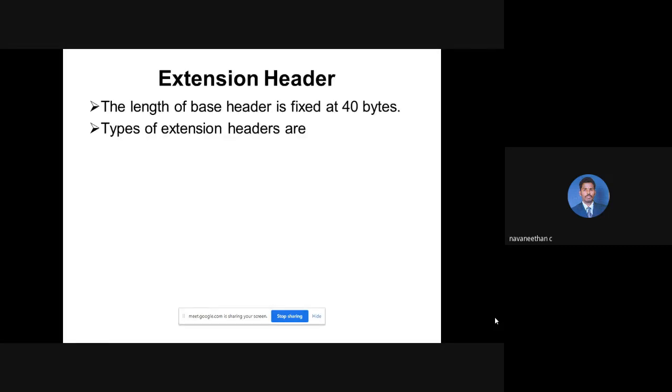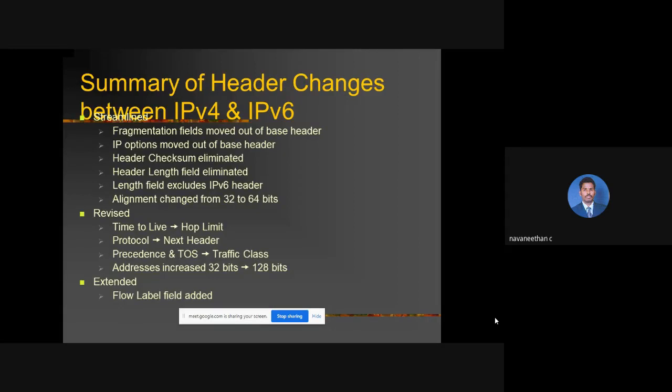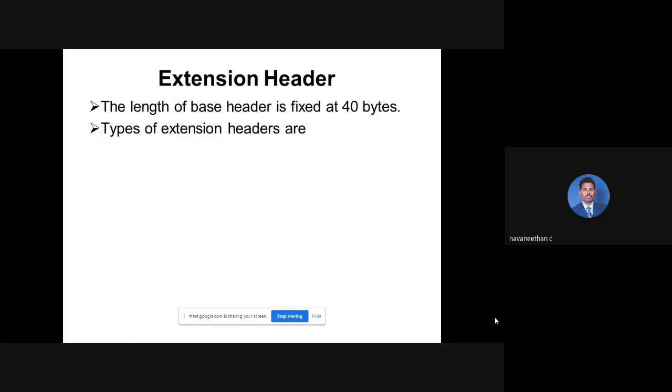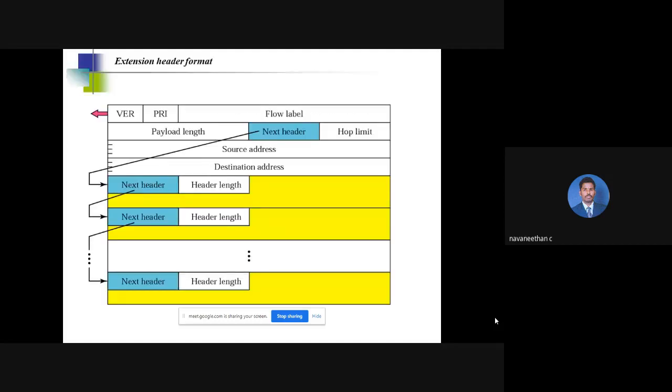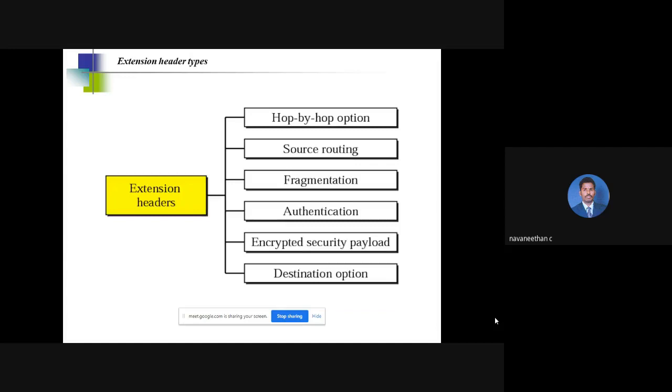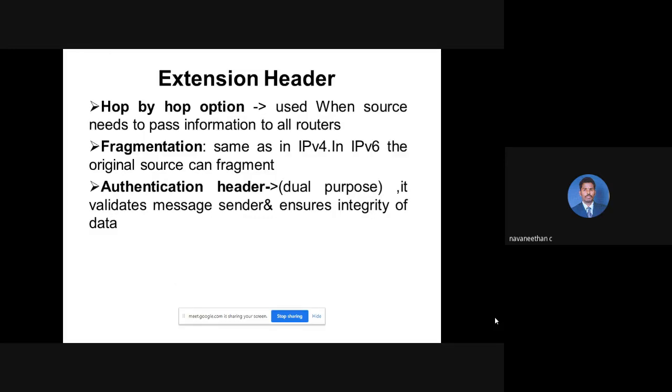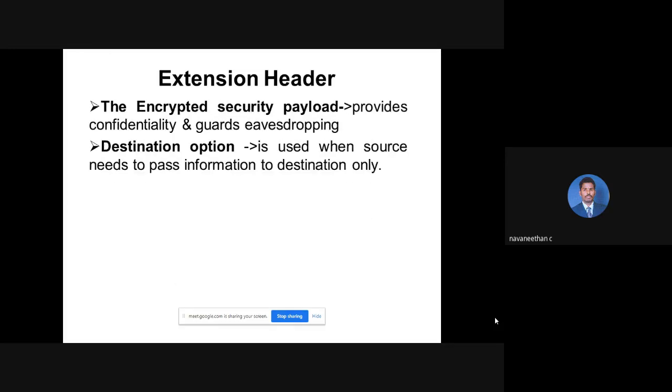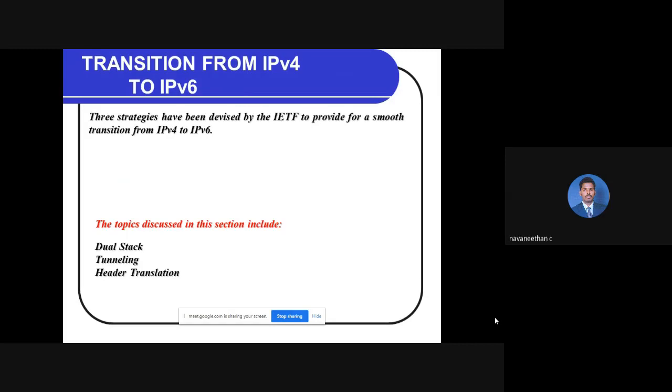These things are present in IPv6 and not in IPv4. And this is the extension header that is present in v6, not in v4. And we have other things like hop by hop, source routing, fragmentation, authentication. Then ESP is a very important topic in network security. Next one is the destination option. And these are the other things with the detailed explanation.